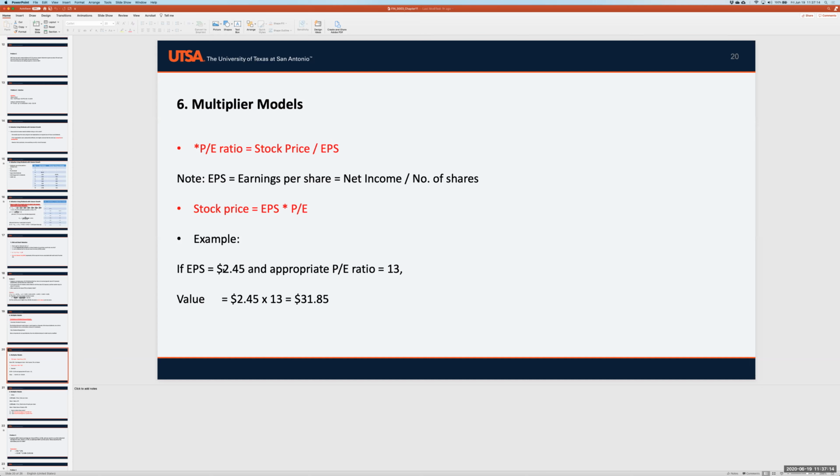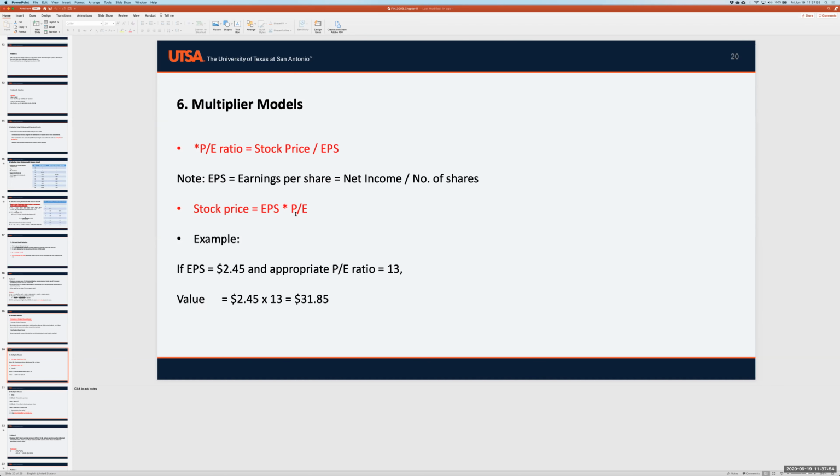For example, if the earnings per share is 2.45 and the appropriate PE ratio is 13, what is the value? So we already know the stock price P is earnings per share multiplied by the PE ratio. Because if you multiply these two values, the earnings per share E just disappears, and you will only see the price of the company.